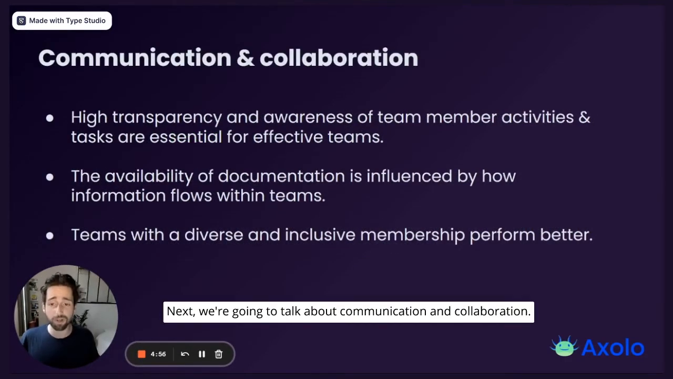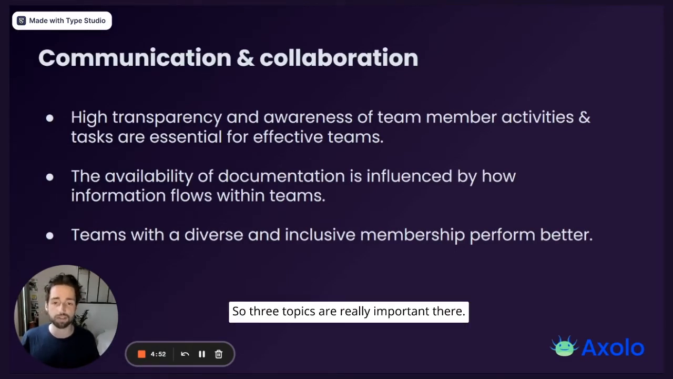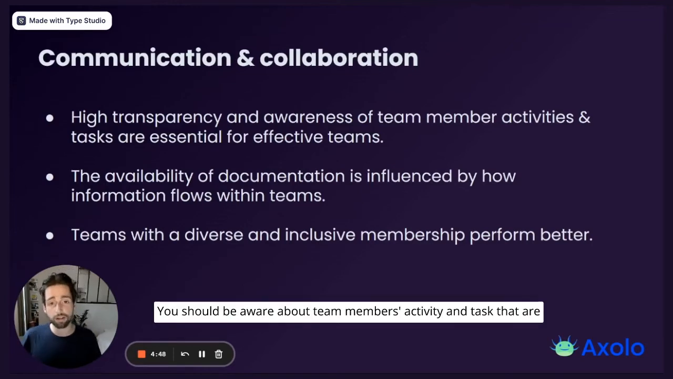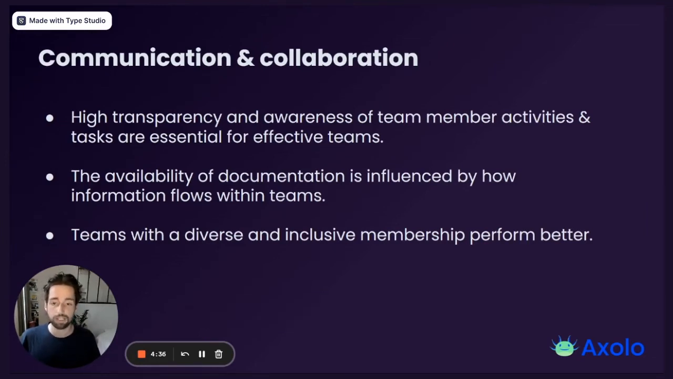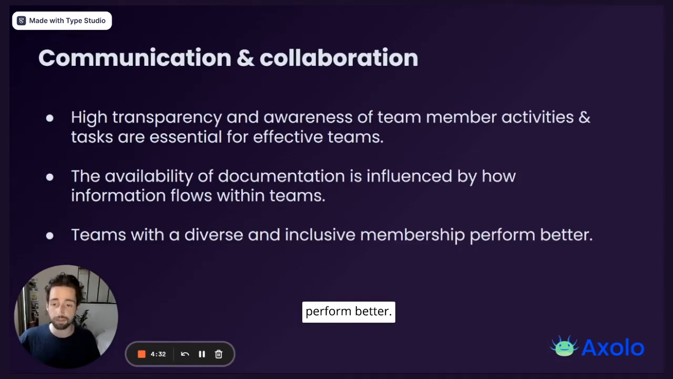Next, we are going to talk about communication and collaboration. So 3 topics are really important there. First one is transparency. You should be aware of team members' activity and tasks that are essential. Then, the availability of documentation, because the way information flows within your team really will help your developers. And we know now that a team with a diverse and inclusive membership performs better.